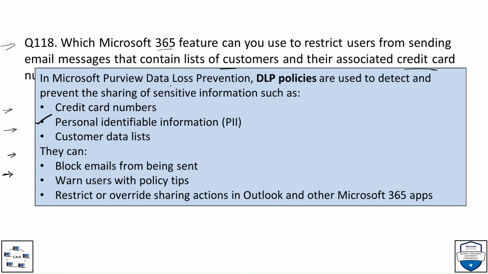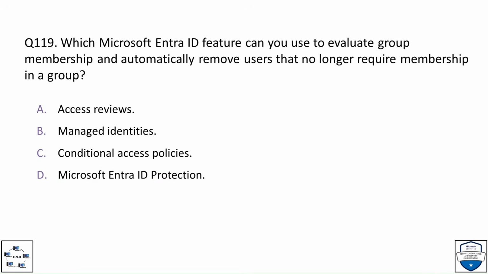So in Microsoft Purview, data loss prevention, that is DLP policies, are used to detect and prevent the sharing of sensitive information such as credit card numbers, personally identifiable information, that is PII, and customer data lists. So they can block emails from being sent, warn users with policy tips, and restrict or override sharing actions in Outlook and other Microsoft 365 applications.